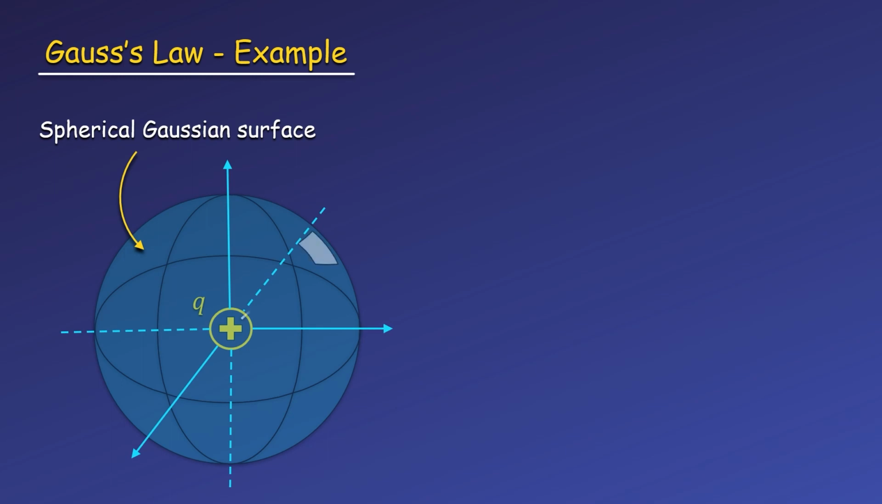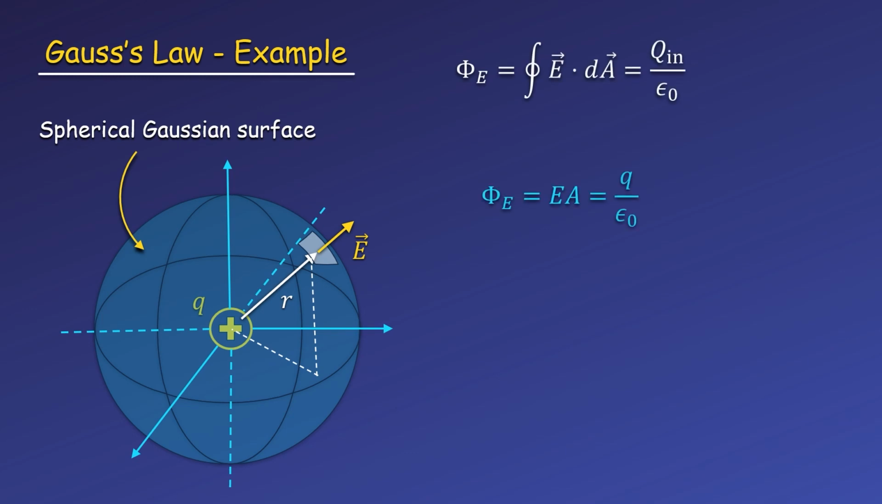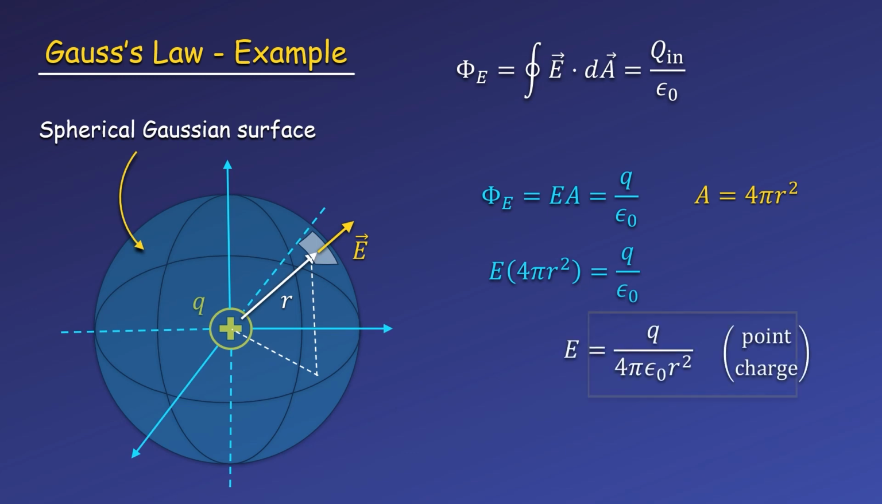The sphere will have a radius of little r, and if we take any patch of our Gaussian surface, we'll see that the electric field will be perpendicular to that little patch of surface. And since every point on the surface is the same distance r from the point charge, the magnitude of electric field will be the same as well. Looking at Gauss's law, the flux integral simplifies to just the electric field times the area, and the charge inside of our surface is just the point charge q. Since we know our spherical surface has a radius of r, the area is just 4 pi r squared. Now if we solve for the electric field, we find the same result for the field of a point charge that we get using Coulomb's law.